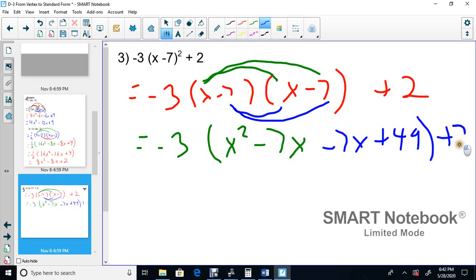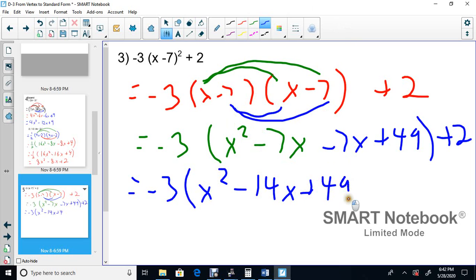And then the plus 2 stays outside the bracket. This one here stays outside. Okay, on the next line, you get minus 3. Again, we're going to collect the two middle terms. So you get x squared minus 14x plus 49 plus 2.